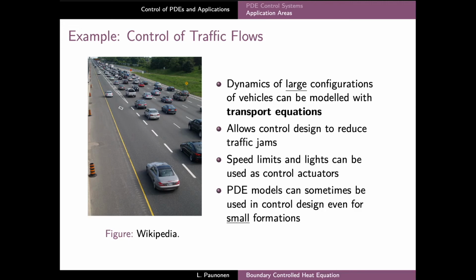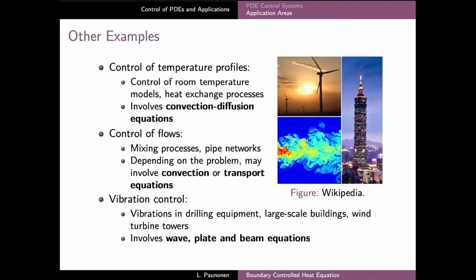And this kind of approximation scheme allows PDE control to be used, for example, to reduce traffic jams and smooth out traffic on highways. And in such situations, for example, variable speed limits can be used as control actuators. Besides these couple of particular examples, PDE control also appears in other processes in industry and engineering.